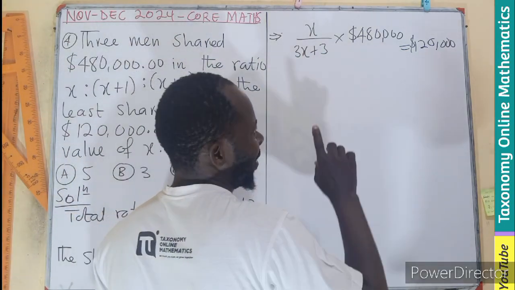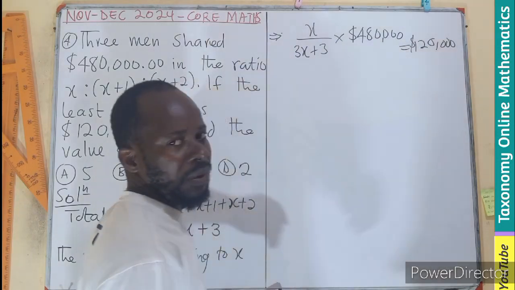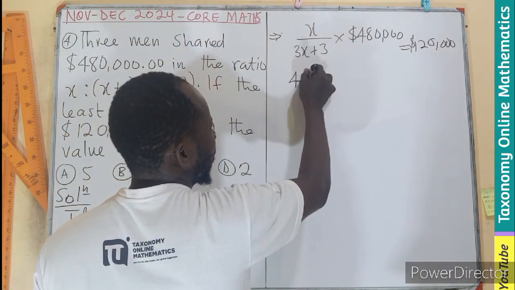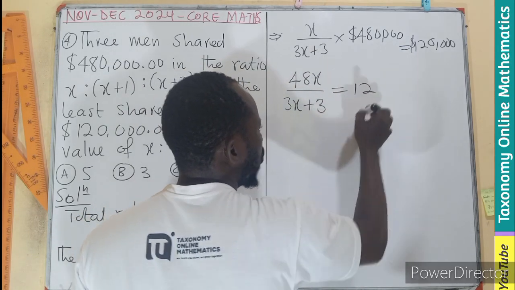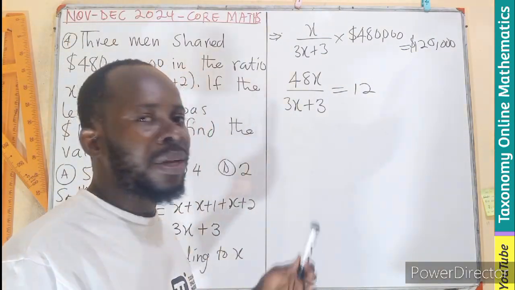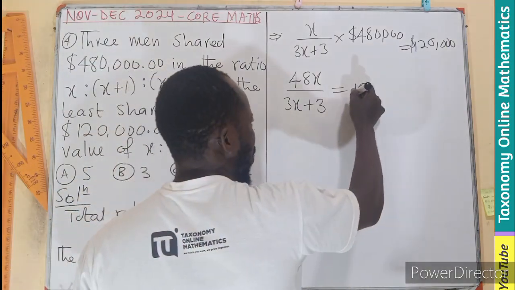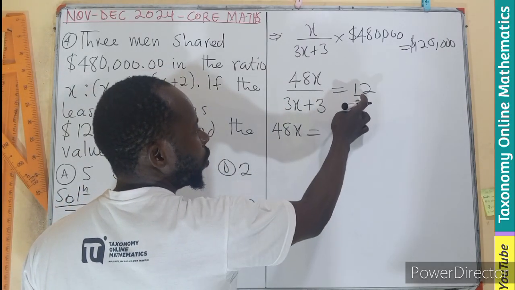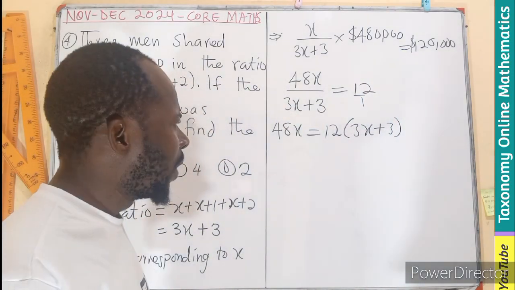The first thing to do is to divide both sides by $10,000. If you do so, you'll be left with 48x divided by 3x plus 3 equals 12. Dividing through by that will cut short all the zeros. So we can cross multiply and have 48x equals 12 multiplying 3x plus 3.